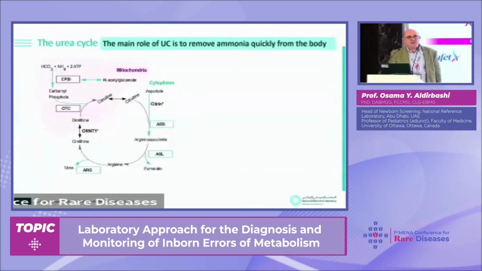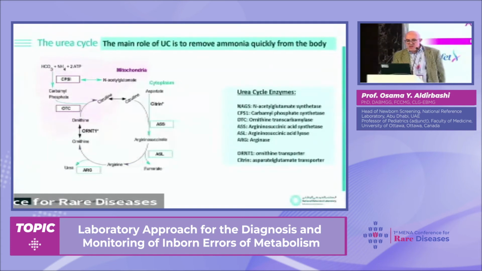The enzymes that are involved in the urea cycle are numerous, and the main ones are CPS1, carbamyl phosphate synthase type 1, OTC, argininosuccinic acid synthase, argininosuccinate lyase, arginase, etc. So any of those enzyme deficiencies could cause the hyperammonemia and the picture that we are seeing in our patients.